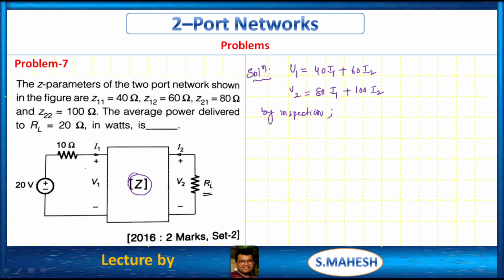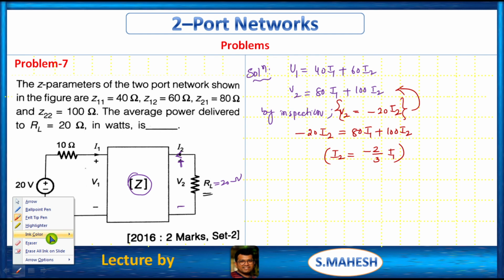So by inspection, we can say that this V2, given that RL equals 20 ohm. See the current direction, it is like this, but the potential of V2 is plus and minus. Obviously, by inspection, V2 equals minus 20 I2. That's it. Therefore, substitute this into this: we have minus 20 I2 equals 80 I1 plus 100 I2. From this, I2 equals minus 2/3 I1.